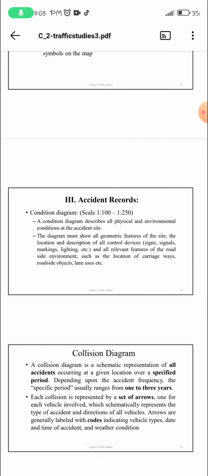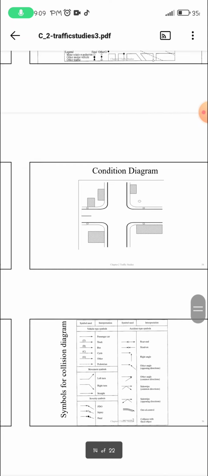Condition diagram: scale 1 is to 100 to 1 is to 250. A condition diagram describes all physical and environmental conditions at the accident site. The diagram must show all geometric features of the site, the location and description of all control devices, signs, signals, markings, lighting, etc., and all relevant features of the road site environment, such as the location of carriageway, roadside objects, land uses, etc.